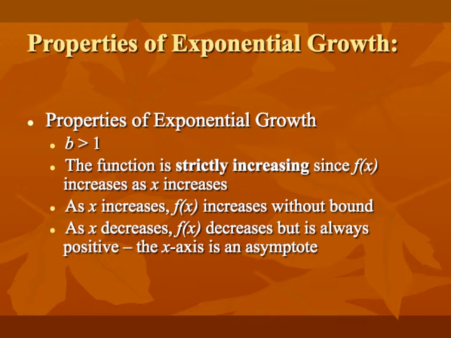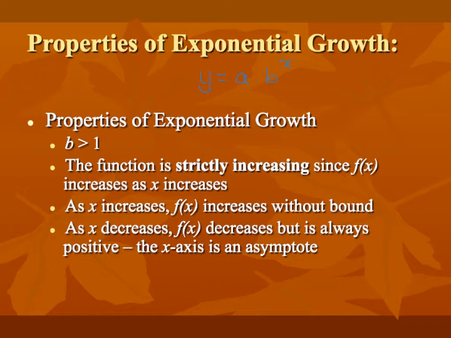Now, as we said previously, when it's growth, you have to multiply by a number bigger than 1. And that's why the b value, which is the base of the power, has to be a number bigger than 1 to make it grow. We say with exponential growth that it is strictly increasing. That means it just keeps going and going and going in an upward direction without any boundaries of any kind.